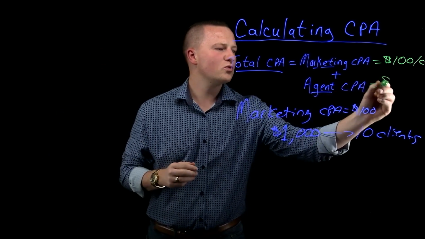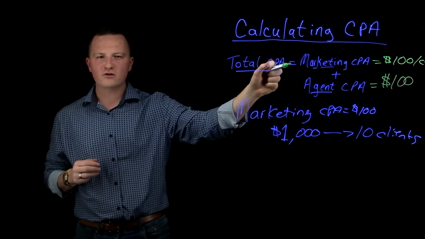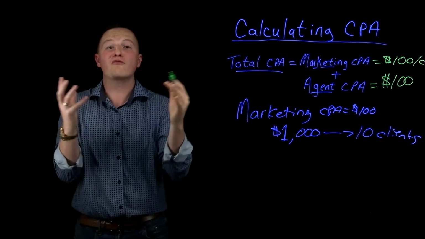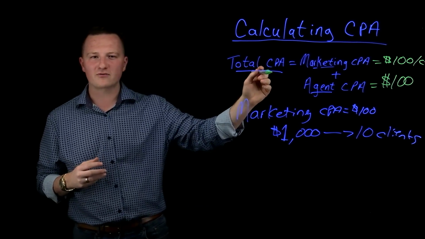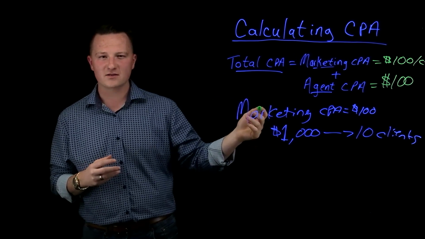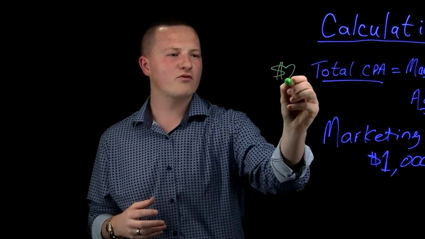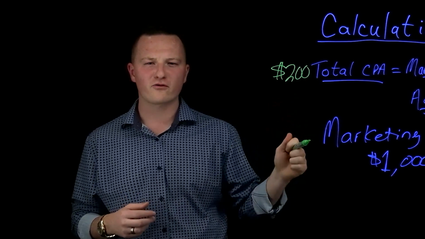That means for every new client, you have $100 that you're spending in marketing for Facebook ads or YouTube ads or direct mail or however you're getting your marketing sent out. You're spending $100 to get the marketing out there, to get the clients, and you're paying $100 in staff costs to close the deal, which means your total CPA over here is $200. $100 for the marketing, $100 for the agent.